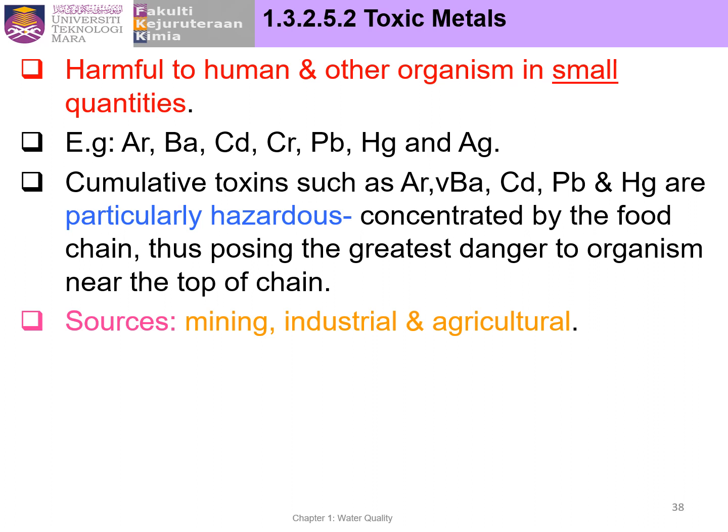What are the sources of the toxic metal? It can come from mining, industrial, and also agricultural, where it is a very big industry, a big main produce, okay, in Malaysia. Okay, so this is a very big industry.